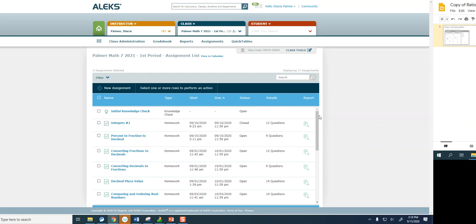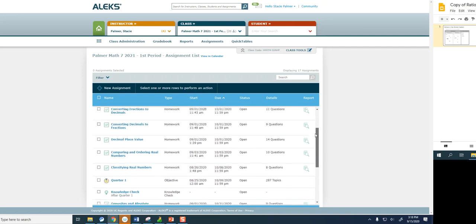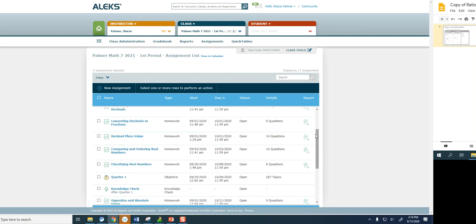The assignment titles in Canvas match up exactly with the assignment titles in ALEKS. So it's really easy for the kids to know which assignment they're doing on which day.